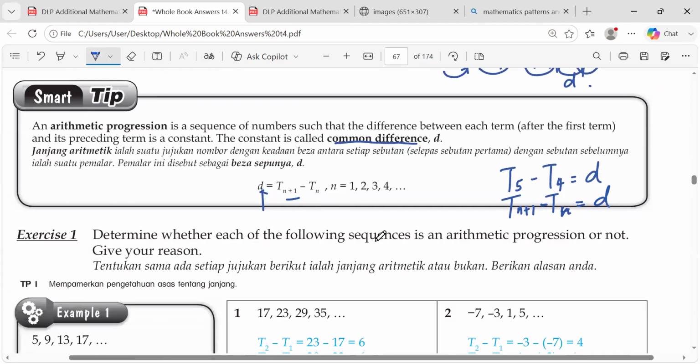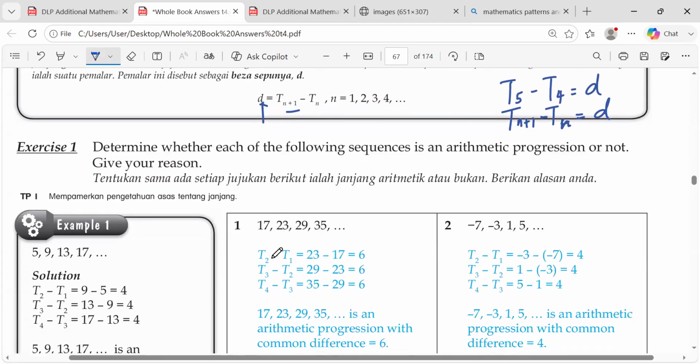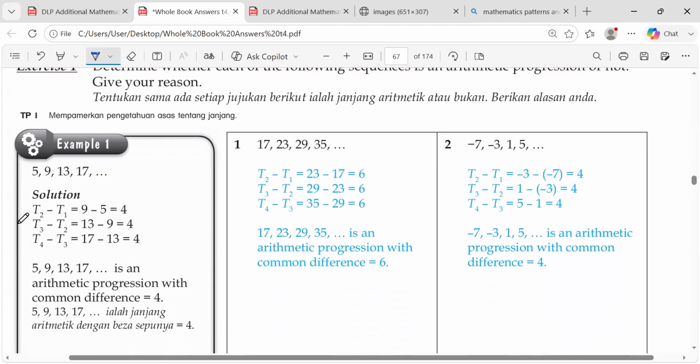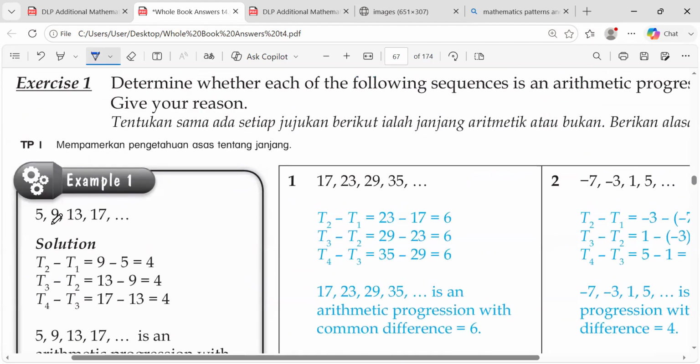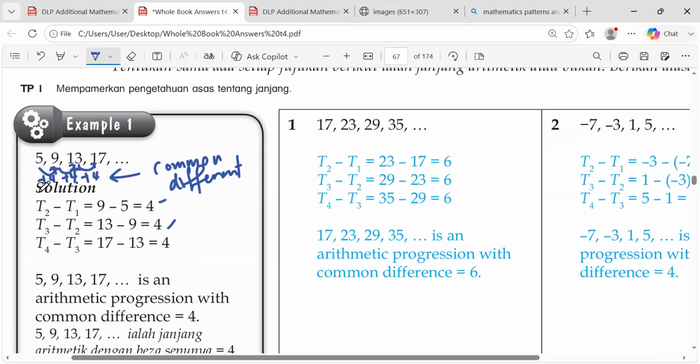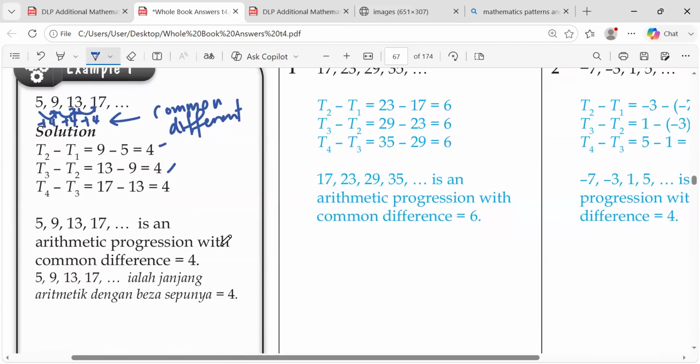So how do we determine whether the following sequence is an arithmetic progression or not? The second term minus the term before, I get 4. The third term minus the term before, I get 4. So if every difference is the same, we say common difference. Common means the same. So when the difference is the same, this is an arithmetic progression.